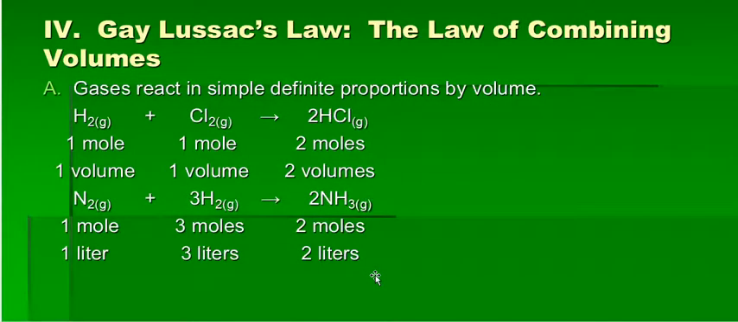Gay-Lussac's law is the law of combining volumes. Gases react in simple proportions by volume. Now we're used to saying the coefficients refer to moles. Like 1 mole plus 1 mole gives you 2 moles. They can also refer to volumes. It could be 1 liter, it could be 1 milliliter, it could be any number of different volumes there. But those coefficients can refer to volumes as well. So like 1 liter of N2 plus 3 liters of H2 gives you 2 liters of NH3.